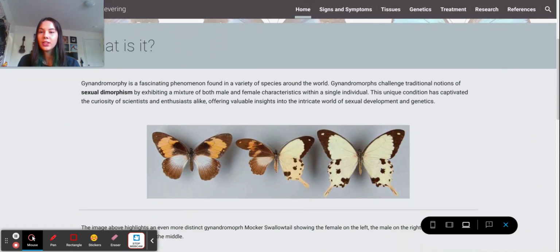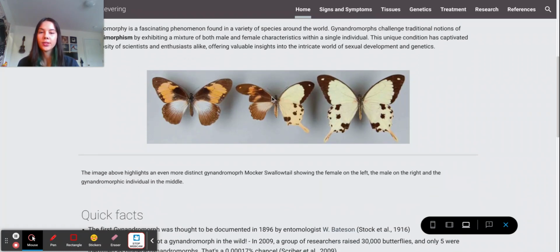On my homepage, I introduce the topic of gynandromorphism and also sexual dimorphism, since they go hand in hand. To reflect the statement at the top, I also include this image of the mocker swallowtail so readers can get an introduction to what gynandromorphs look like. This gynandromorph in the middle has both the coloration pattern and the wing shape of both male and female counterparts in its species, which I thought was really cool.